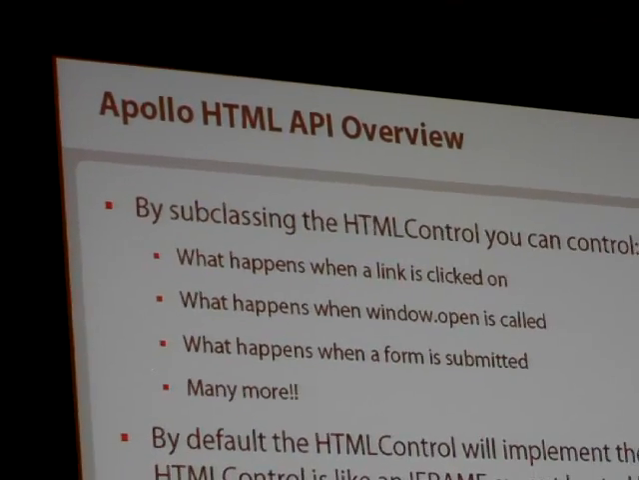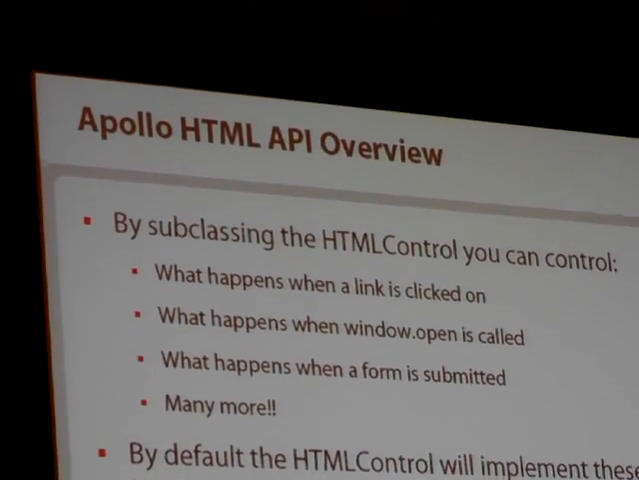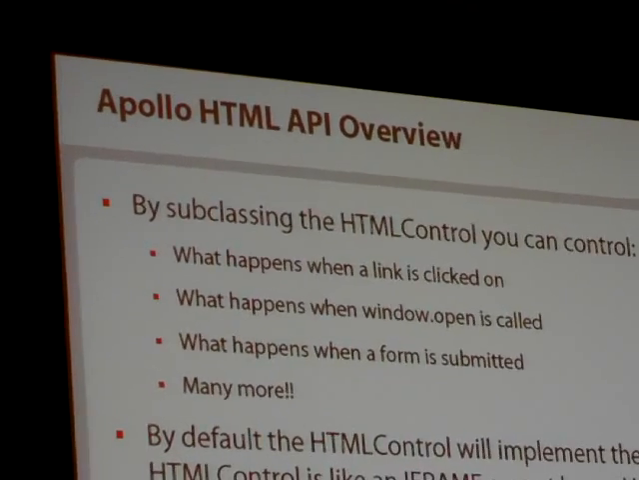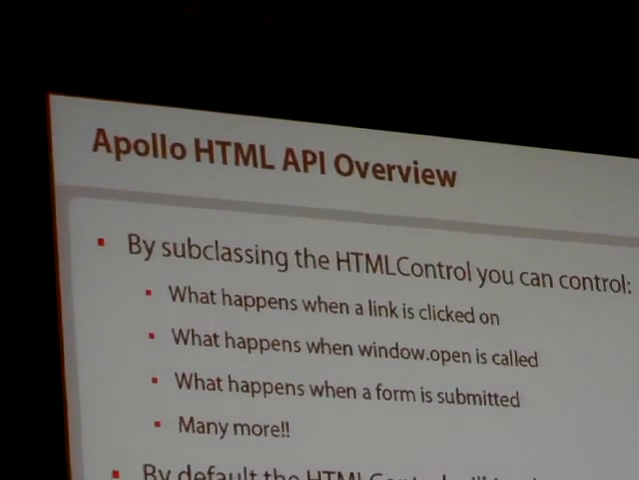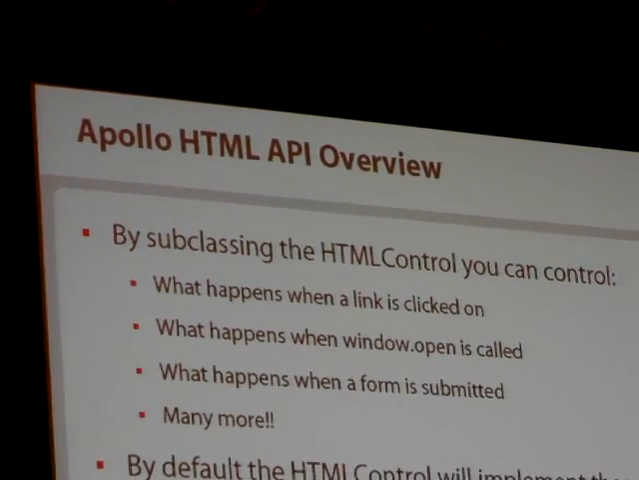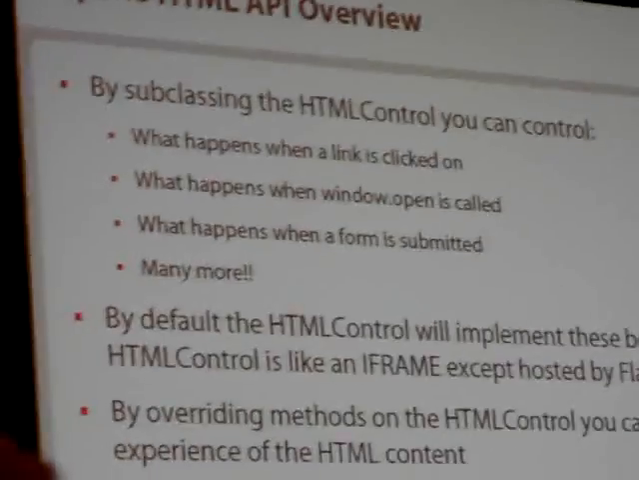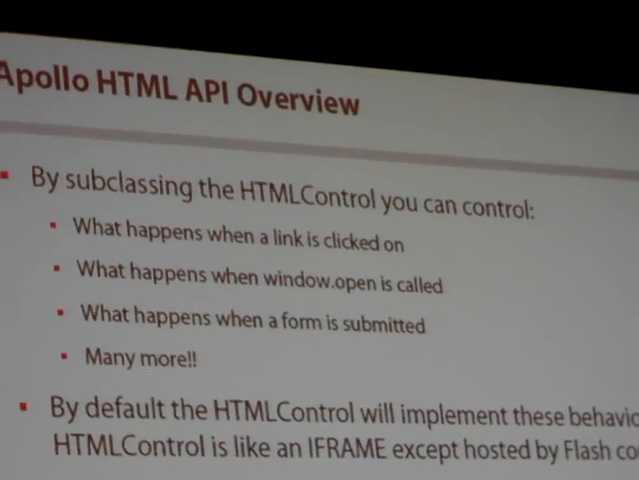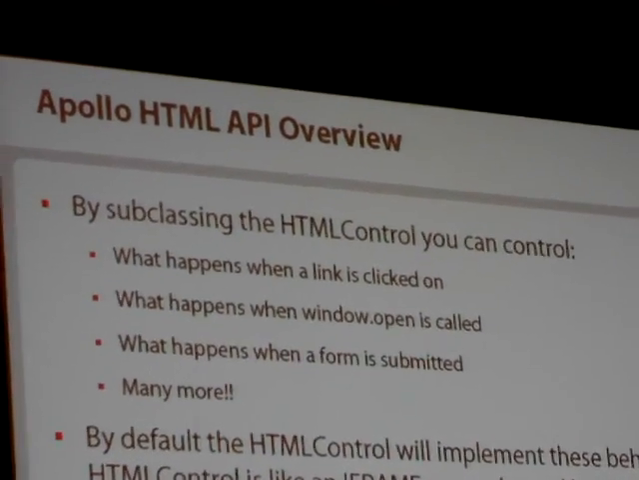So you can subclass the HTML control, override a method on it, and in that method you can have it create a new Apollo window. You can then instantiate an HTML control inside of there and point that HTML control at the URL that the link was pointing at. You can also do things like control what happens when window.open is called.